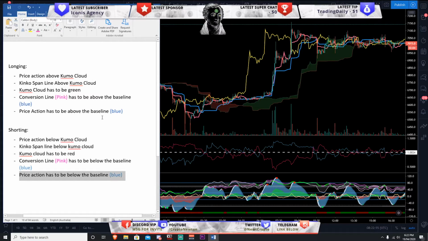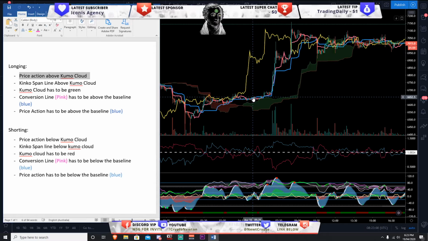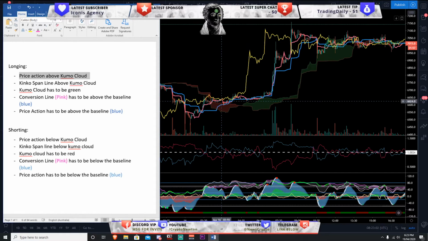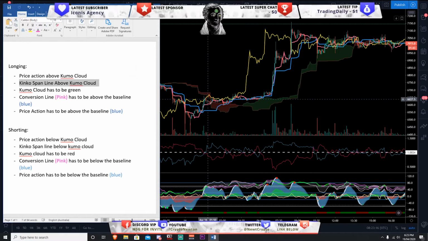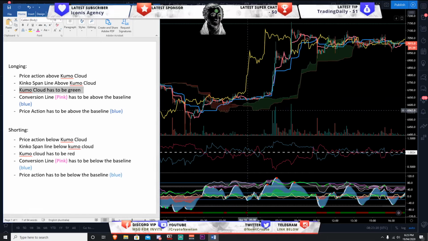Now let's go through the criteria here. For your longing, you would want your price action to be above the Kumo cloud, which it is right here. So your price action is above the Kumo cloud here. Your Kinko span line has to be above the Kumo cloud, so it is actually above the Kumo cloud back here. Your Kumo cloud has to be green. Now it's not green over here, so you wait for the price action to come over here, then it turns green.